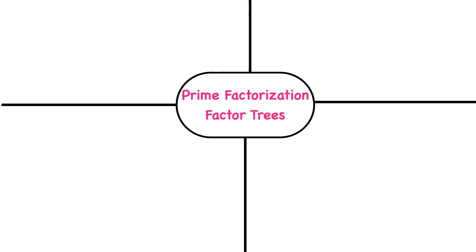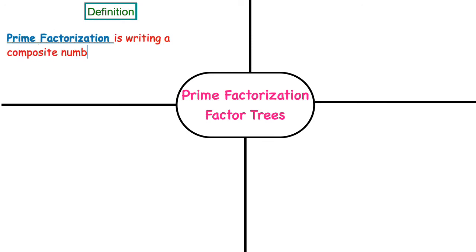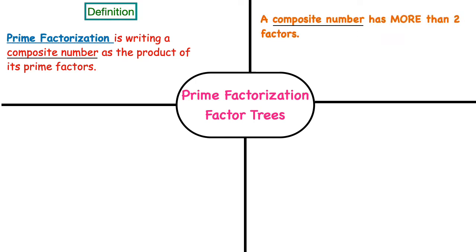Prime factorization. Let's start by looking at the definition of what prime factorization is. Prime factorization is writing a composite number as the product of its prime factors. Before we dig a little bit deeper into that definition, let's review what a composite number is. A composite number has more than two factors. So here are some examples, and I want to focus in on the number 18.